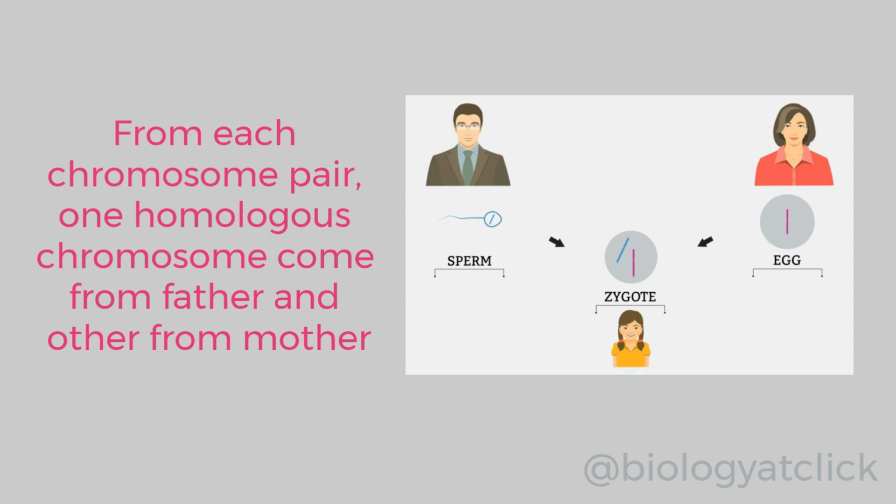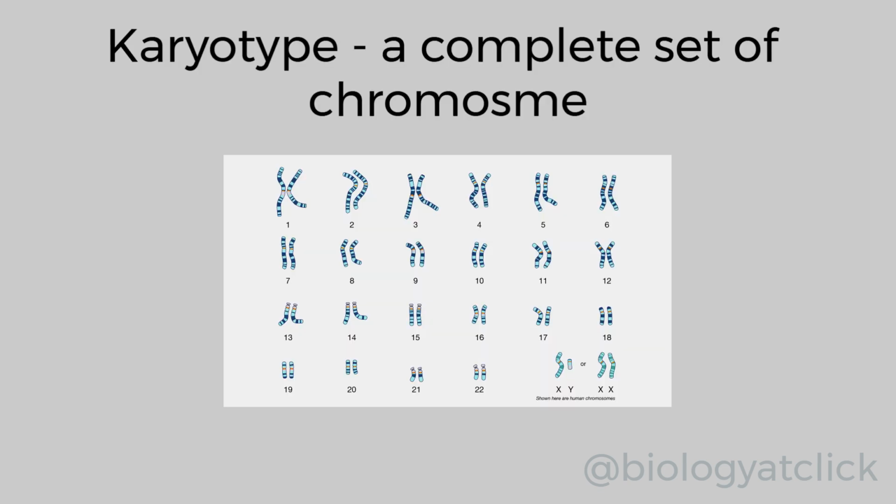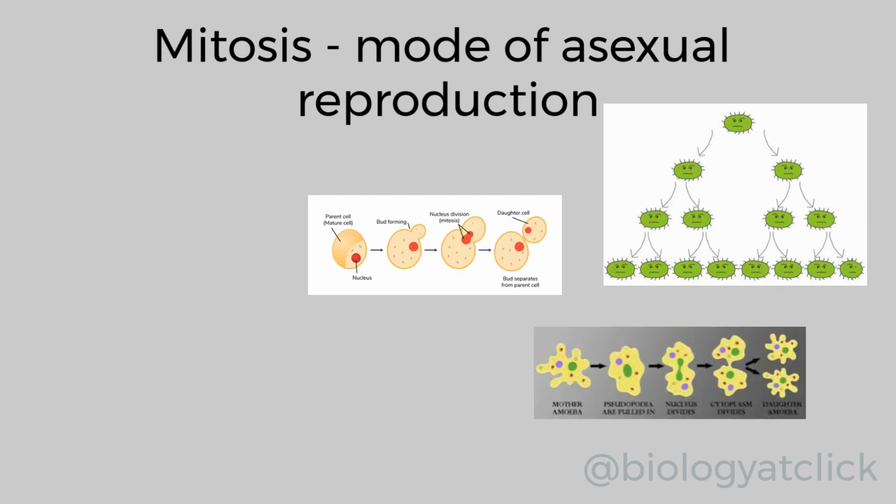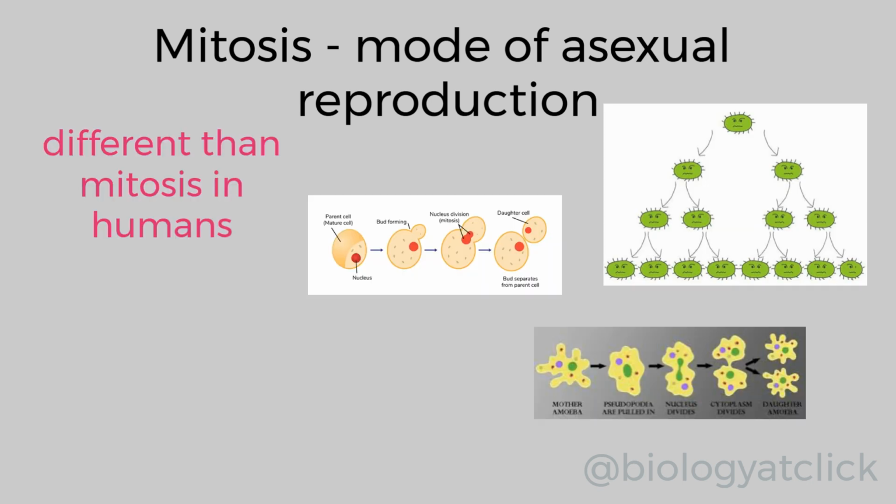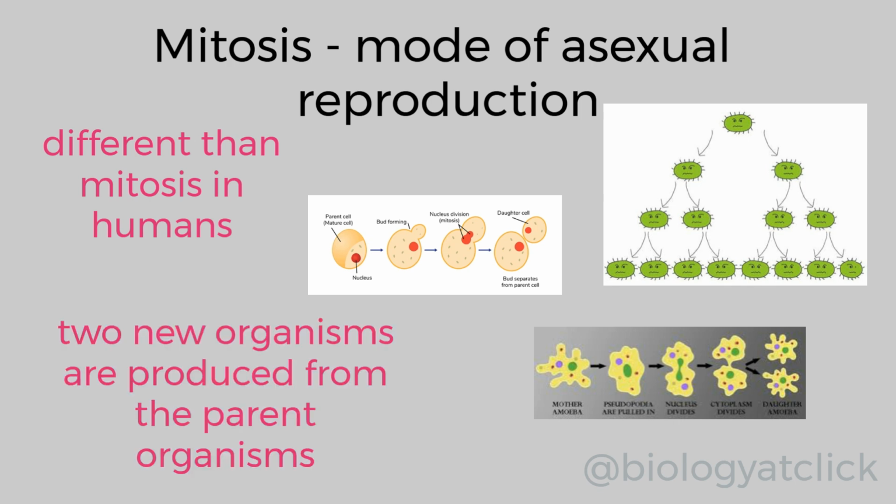This is a picture of a karyotype of diploid chromosomes. As you see in the chart, chromosomes 1 to 23 are all arranged in pairs, thus we call them diploid chromosomes. It is worth mentioning that mitosis is a mode of asexual reproduction in some organisms such as bacteria, fungi and protists. It is slightly varied from mitosis in humans. Asexual reproduction in these organisms through mitosis gives rise to two new organisms.